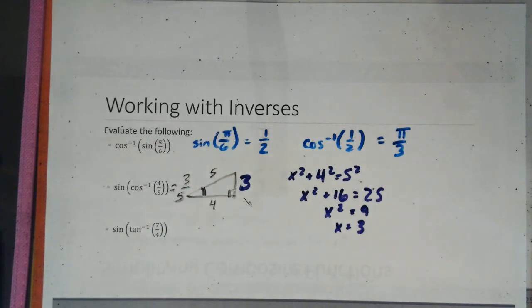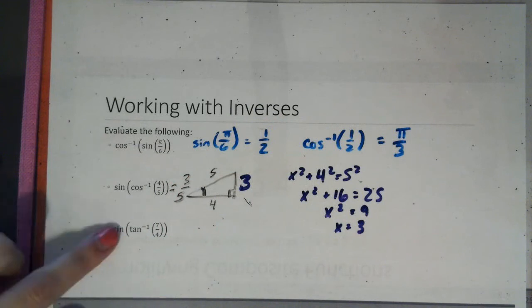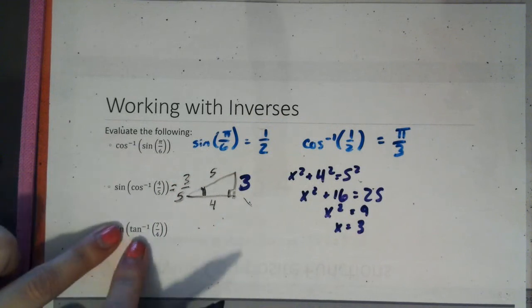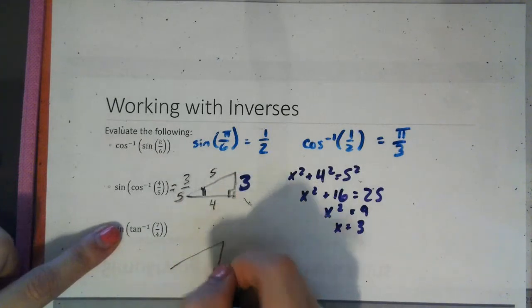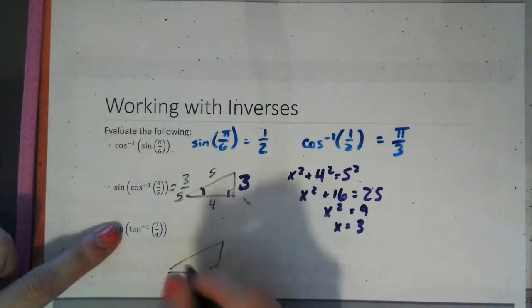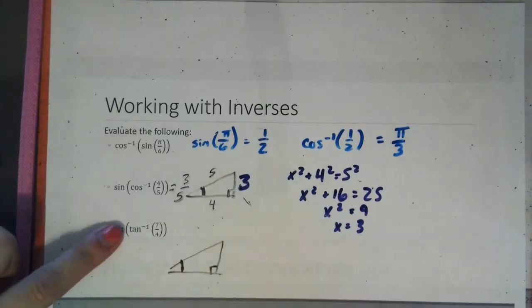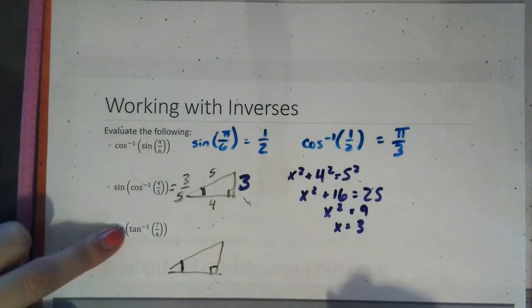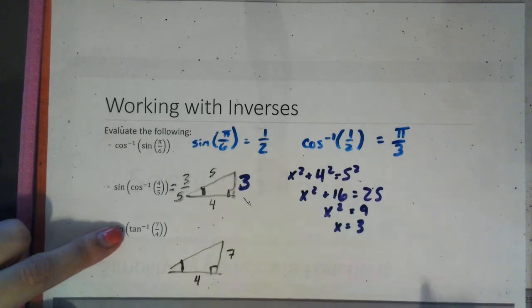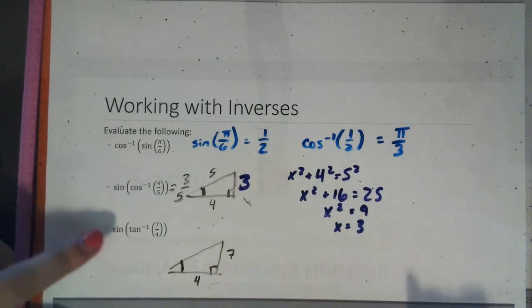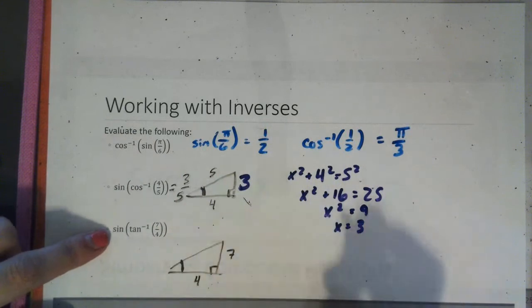The next one is very similar. We want to find the sine of the inverse tangent of 7/4. So I'm going to make a triangle so that my angle has a tangent of 7/4. So if I let this be my angle, tangent is opposite over adjacent. So if my opposite is 7 and my adjacent is 4, I'm trying to find the sine of my angle. So I'm going to need the hypotenuse.